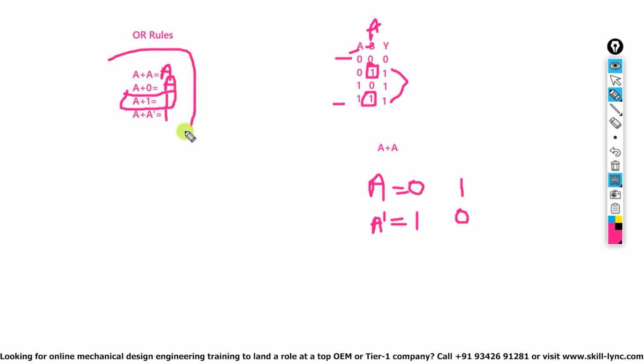So these are the 4 important rules for Boolean expressions: A plus A equal to A, A plus 0 equal to A, A plus 1 equal to 1, and A plus A bar equal to 1. These rules will be used while solving any Boolean expressions. Just go through these rules. Then now I am starting with the laws.